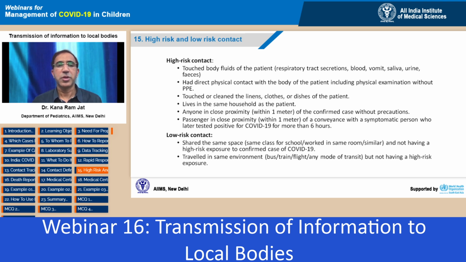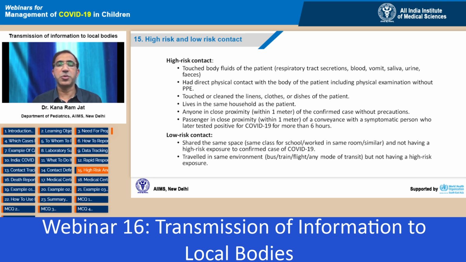High-risk contact is anyone who touches the body fluids of a patient, including respiratory secretions, blood, vomit, saliva, urine, or feces, or who had direct physical contact with the body of the patient, including physical examination without PPE, or who touched or cleaned the linens, clothes, or dishes of the patient, who lives in the same household as the patient, or anyone in close proximity within 1 meter of a confirmed case without precautions, or passengers within 1 meter of a conveyance with a symptomatic person who later tested positive for COVID-19 for more than 6 hours.